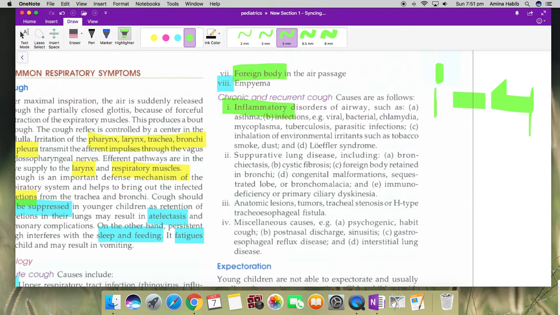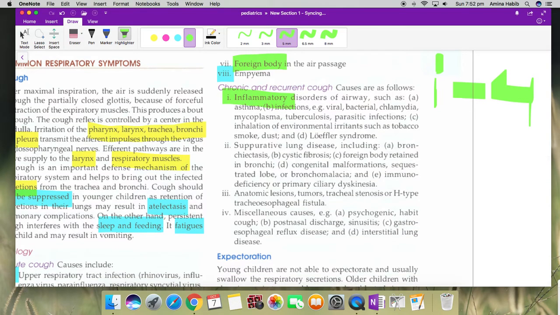Suppuration means again it is like infection only, infection which causes suppurative changes, abscess formation, cavitary lesion, like that. So 4 I's are there: inflammation, infection, irritants, and suppuration. Later on infection and inflammation can give rise to suppuration. In case of inflammation, for example asthma and Loeffler's syndrome. Infection can be any infection: bacterial, viral, chlamydia, mycoplasma, TB, parasitic. In irritants it can be smoke, dust, etc. Suppurative lung diseases, for example bronchiectasis and cystic fibrosis.